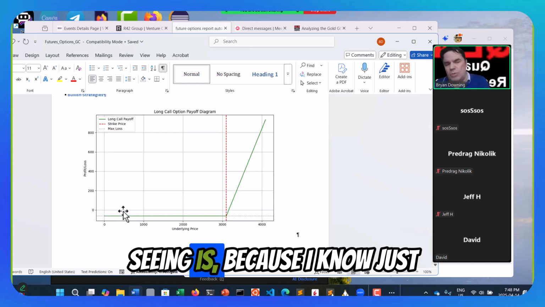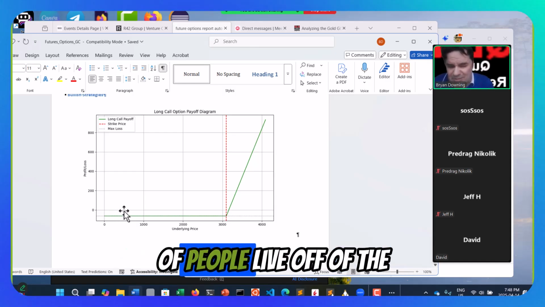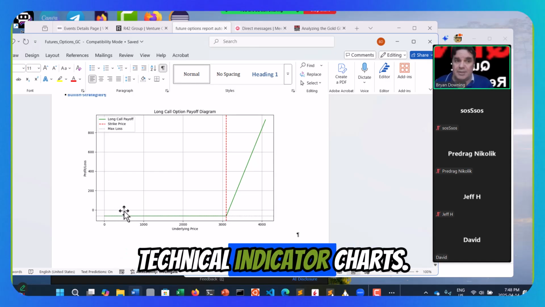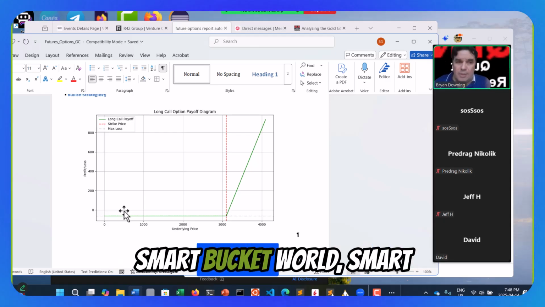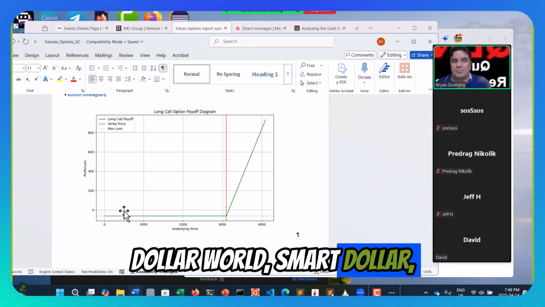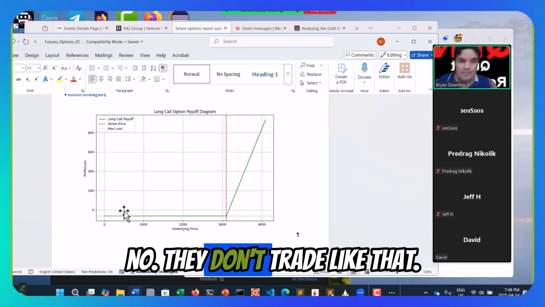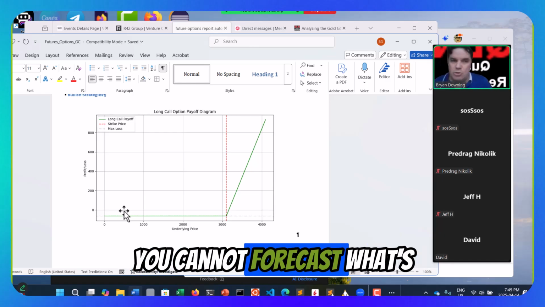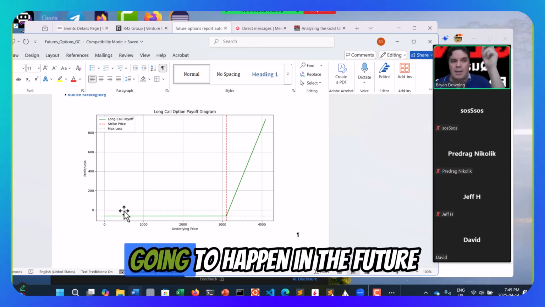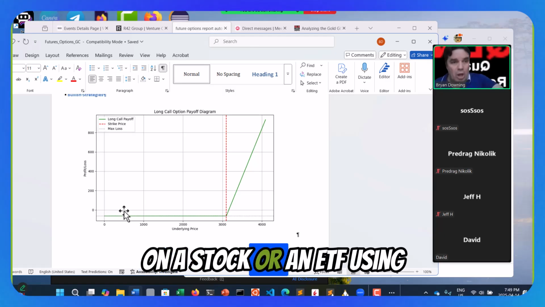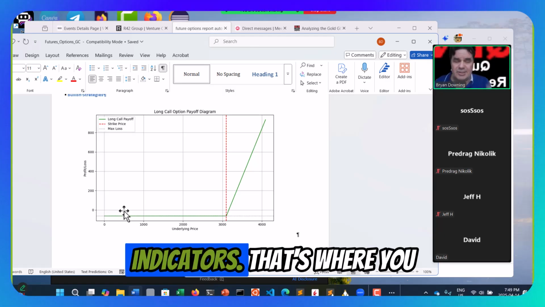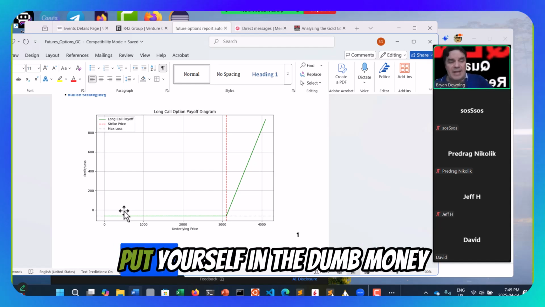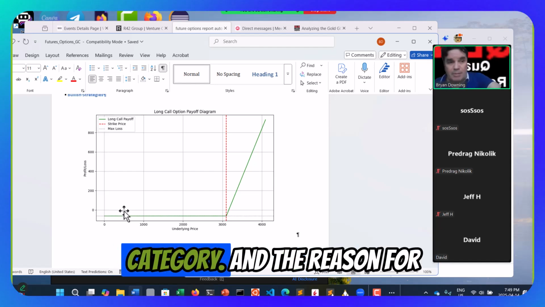What you're seeing is, because I know somebody just mentioned that a lot of people live off of the technical indicator charts. It's commonly known in the smart dollar world. No, they don't trade like that. You cannot forecast what's going to happen in the future on a stock or an ETF using basic technical indicators. That's where you put yourself in the dumb money category.